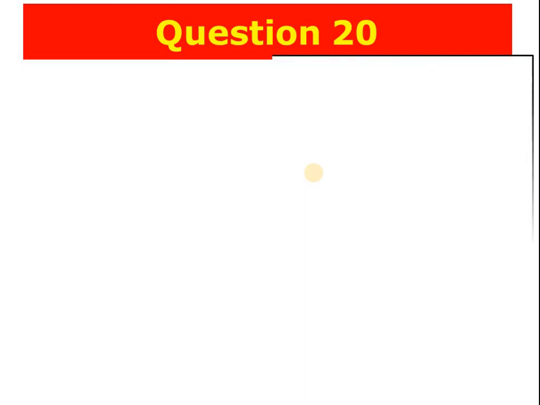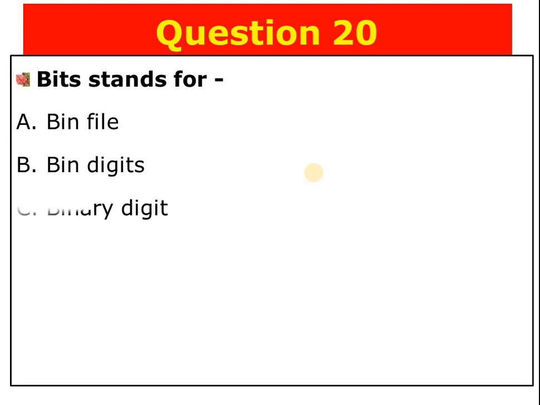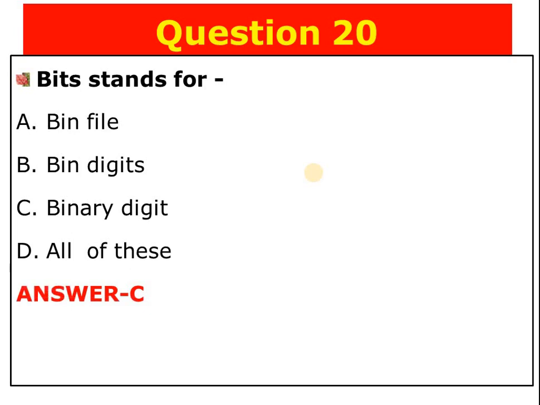Question number 20. Bits stand for A. Bin file, B. bin digits, C. binary digits, D. all of these. The answer is choice C. Binary digit. Bits means binary digits.